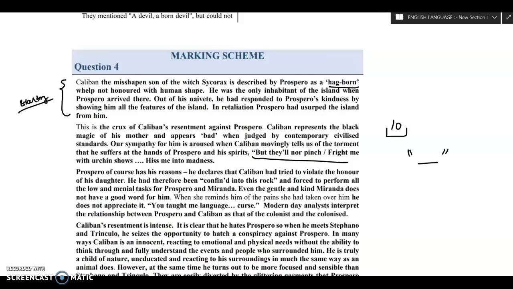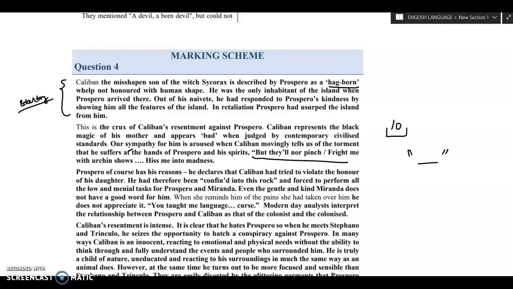And if you don't know, there is this part where it is said Caliban tried to rape Miranda. He was the devil of the island and he did this. And for that particular reason, Prospero wanted him punished, not in the direct way, but in a way that he has to do the task, he has to carry the woods, and a lot of other things. Prospero, of course, has his reasons. He declares that Caliban had tried to violate the honor of his daughter.